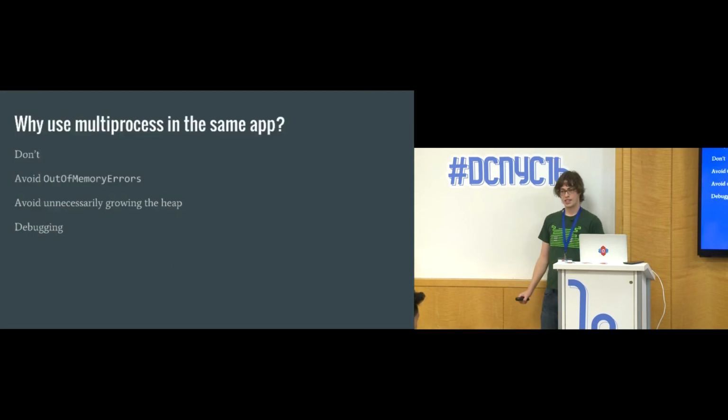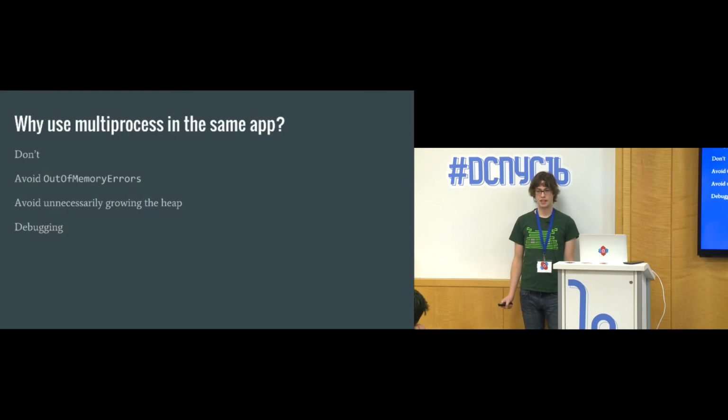So why use multiprocess in the same app? Generally don't. It's a pain. It's not a good practice. Users also get confused if they see 2 processes. They want to know what you're doing, why you're using more memory in 2 processes rather than just 1. But you can actually use it to avoid out-of-memory errors.